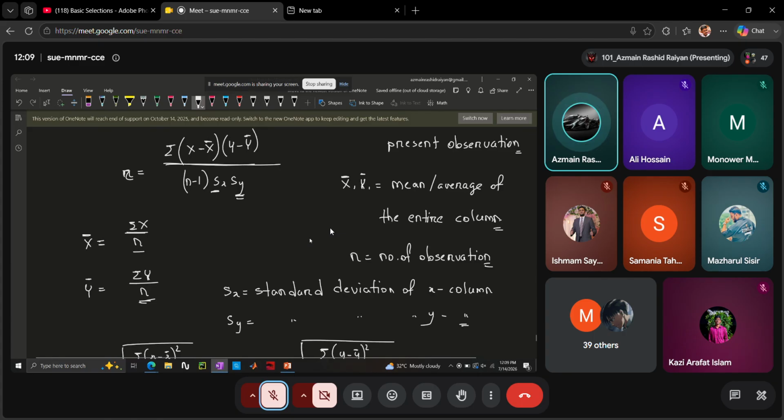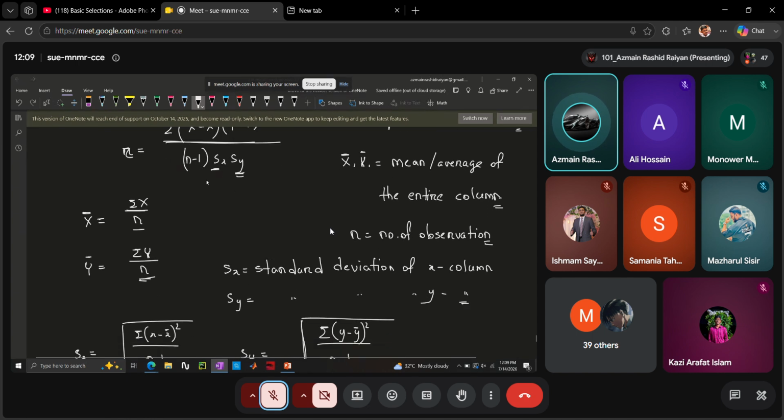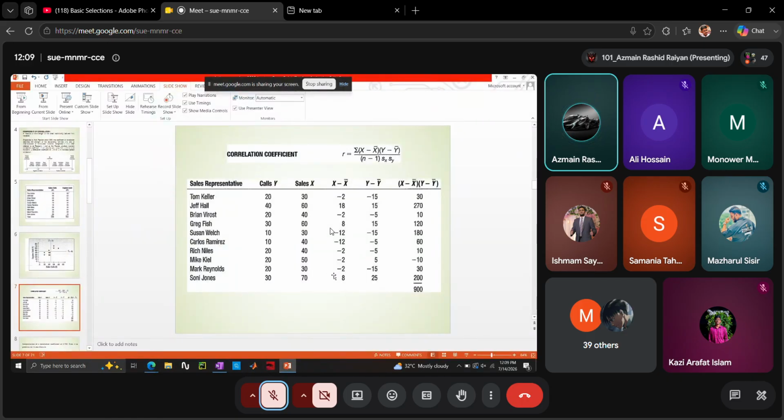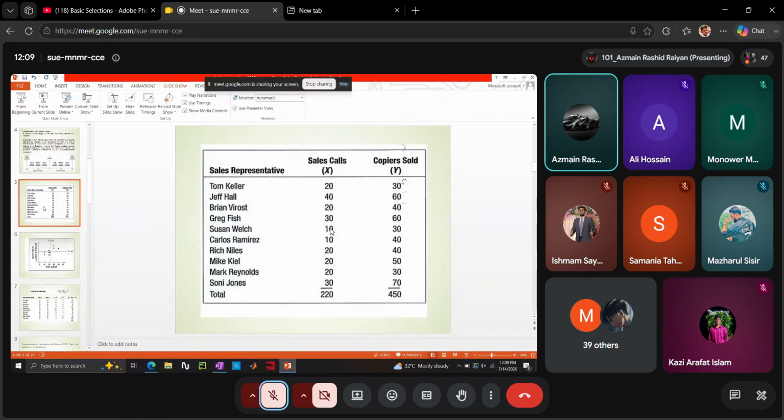So I think we know pretty much how to find out each and every value. After we are done finding each of these values, we just have to plug in these equations. So let's see. Just one of you use a calculator and tell me the value of each of these. You can take a screenshot of this one and tell me the value of X bar and Y bar first. Just sum up the values of X and divide it by N.